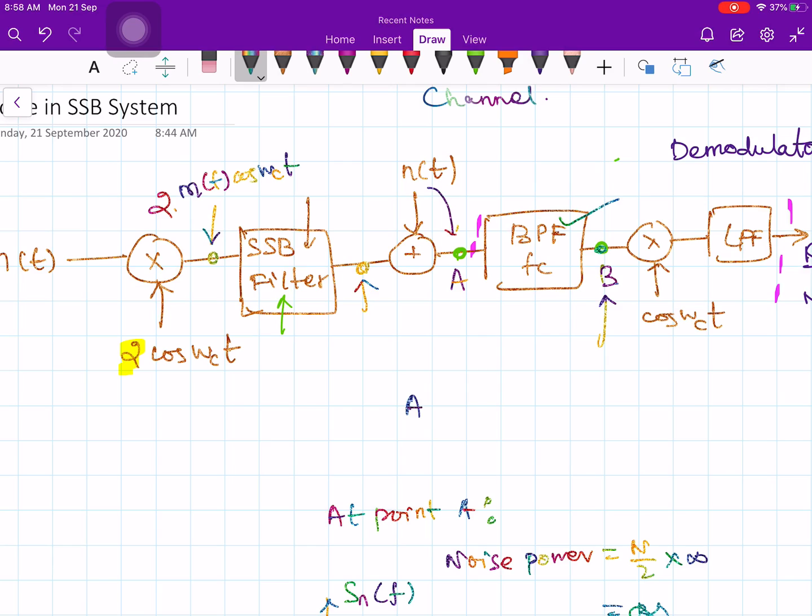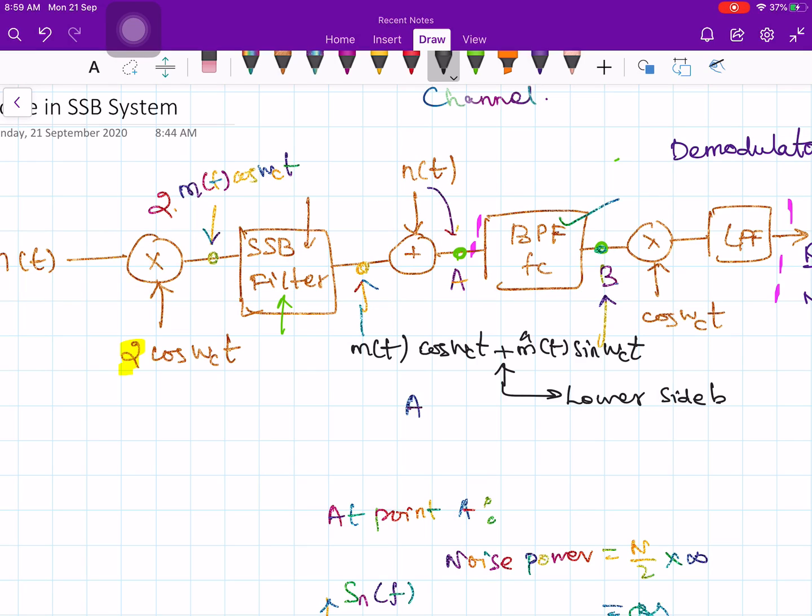That signal is going to be m of t cos omega ct plus Hilbert transform of m of t times sin omega ct. Okay, and this plus sign indicates we are retaining the lower sideband. That means we are transmitting the lower sideband and rejecting the upper sideband.